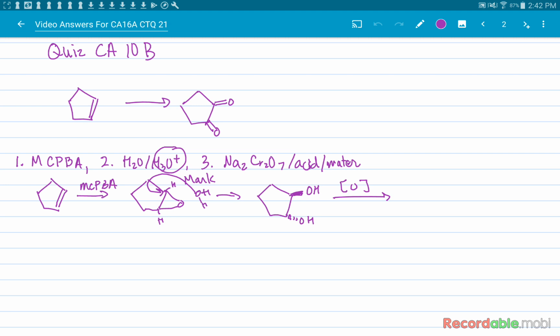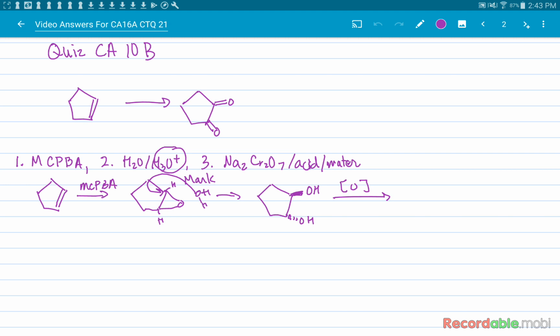And there's three different sets of series of reagents, and it says which of the following are the correct reagents for the synthesis shown here. It says mark each one that's correct. Well, the first one is MCPBA, followed by, the second step, water with H3O+, followed by sodium dichromate with acid and water.